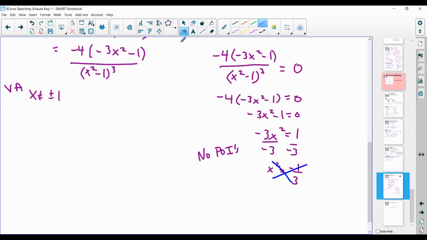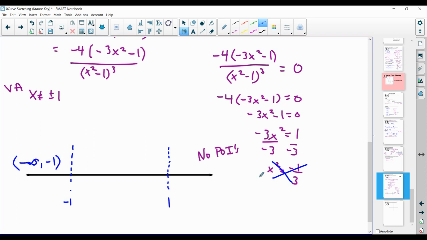All right, so let's set up our number line. Again, we have a vertical asymptote at -1, and we have another asymptote here at +1. And so our first interval is going from -infinity to -1. This is with regards to our second derivative. Our next interval goes from -1 to 1. And our third interval goes from 1 to infinity.